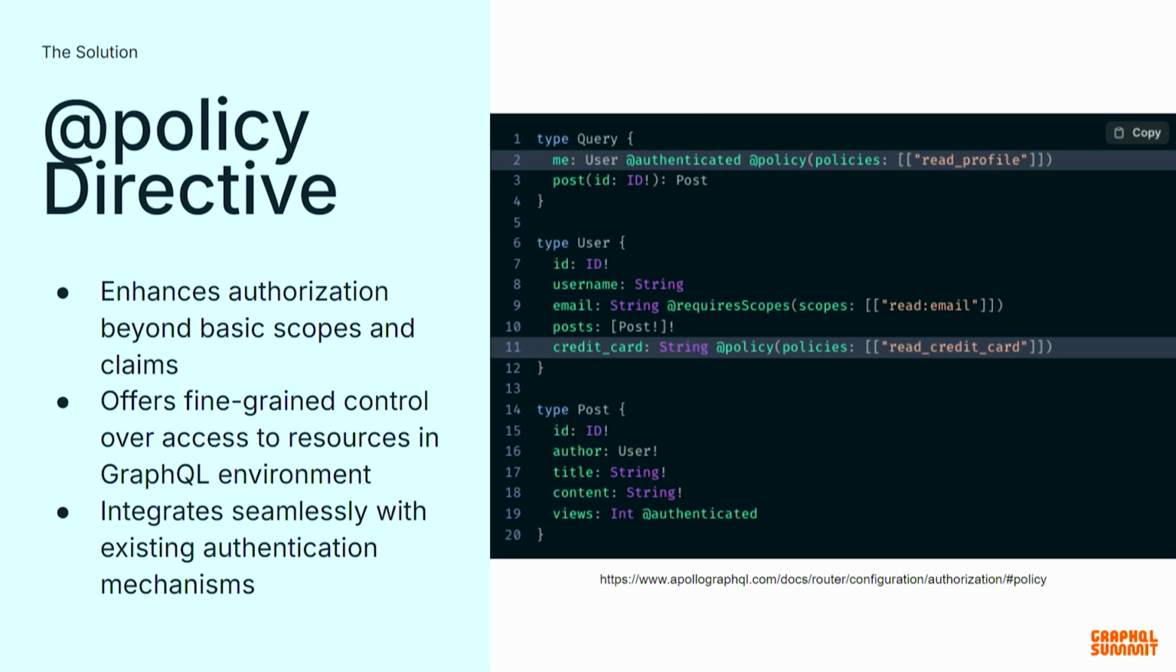If a particular client wants to access these fields, the client should have access to both these policies, like read profile and read credit card, and also read email. Suppose that particular client does not have access to read credit card, then the client will get all the other data, but not the credit card, because the client does not have access to the read credit card policy. That is the way we protect any particular field using this @policy directive.